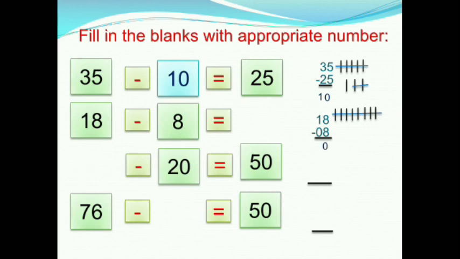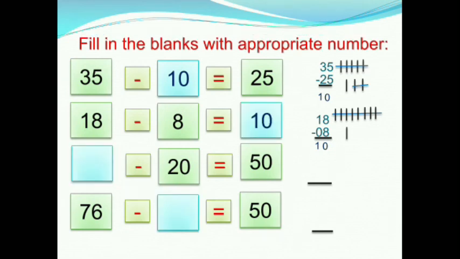Next, we should subtract tens place digits. They are 1 and 0. First number is 1. So, we will draw 1 line. Next number is 0. So, we should not cut any lines. Now, how many lines are remaining? One line is remaining. So, we will write 1 in tens place. Therefore, 18 minus 8 is equal to 10.